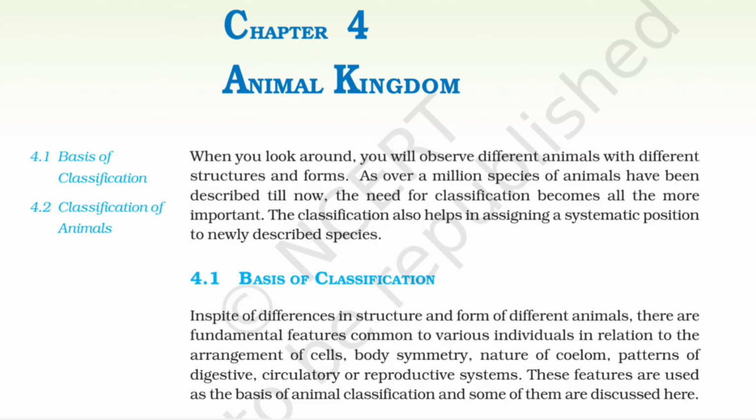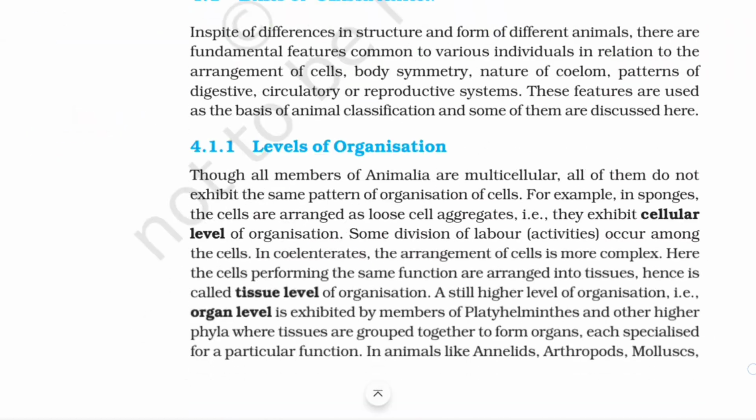4.1 Basis of classification. In spite of differences in structure and form of different animals, there are fundamental features common to various individuals in relation to the arrangement of cells, body symmetry, nature of coelom, and patterns of digestive, circulatory, or reproductive systems. These features are used as the basis of animal classification, and some of them are discussed here.